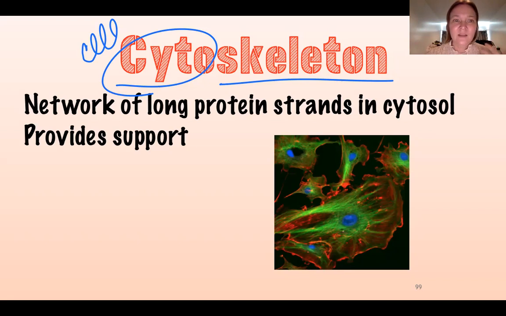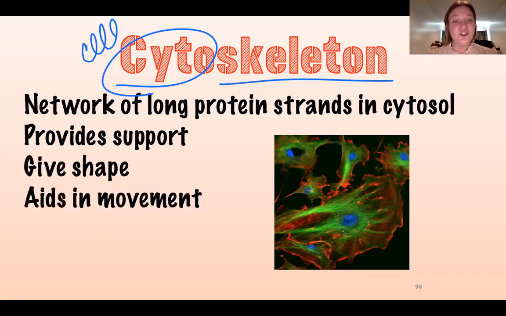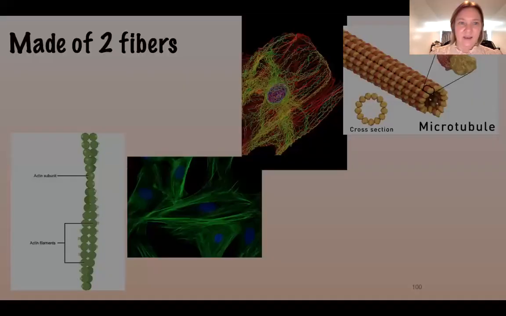So the cytoskeleton does the same thing as our skeleton. It provides support and gives shape. It can also aid in movement, just like our skeleton does. We have muscles that move our body, but the muscles only work because they have hard structures to pull against. If you have a string that's attached, you can move it back and forth, that's how our muscles work. It contracts and pulls things one way or the other. The cytoskeleton does the same thing.